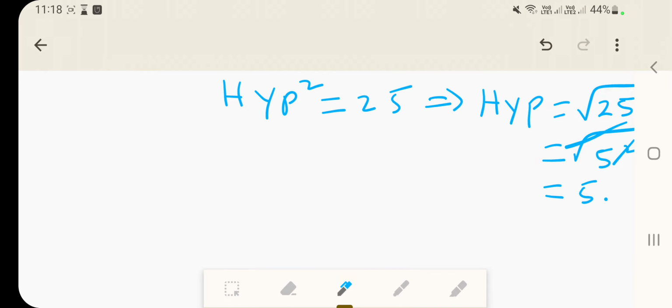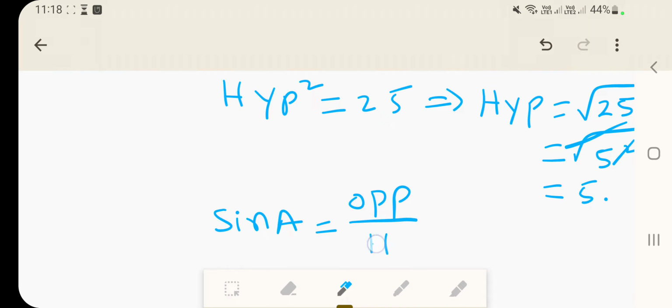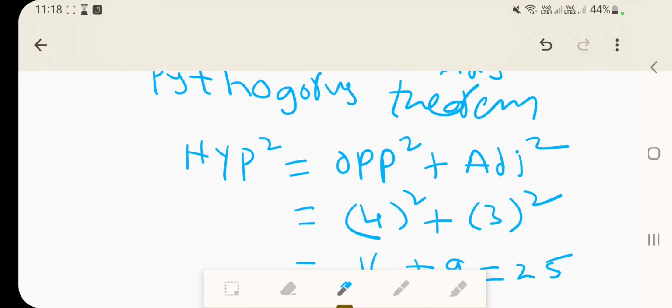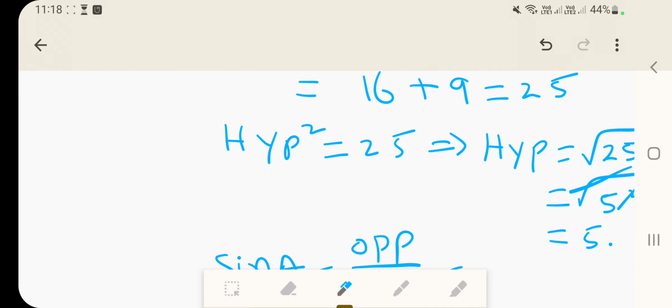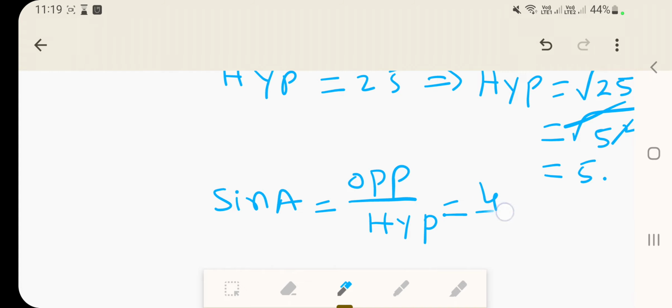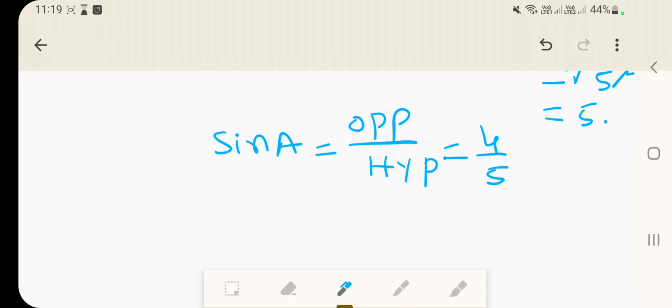Okay. So what they have asked us to find is sin A, and we know the ratio sin A is the length of the opposite side to the angle A divided by the length of the hypotenuse. So what is the length of the opposite side here? It is nothing but 4. 4 divided by the length of the hypotenuse, simple. We get 4 by 5. No need to draw the triangle here and get confused about which is the right angle and how to draw it. So sometimes we can solve like this.